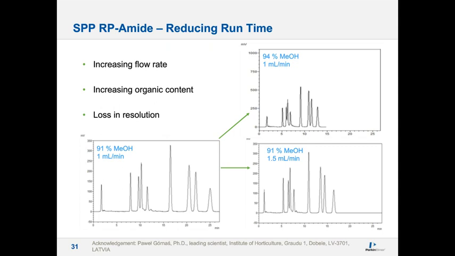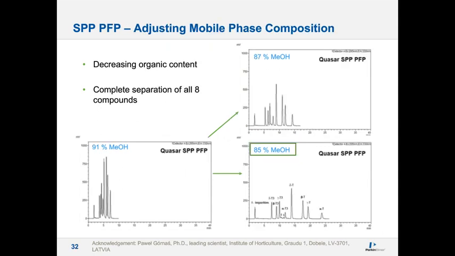So as discussed previously, the SPP PFP phase showed promising separation and excellent scope for method optimization with a short runtime in the initial screen. With an increase in the aqueous content of the mobile phase, the PFP phase gave the optimal separation of all 8 compounds and complete separation between the beta and gamma tocopherol and tocotrienol isomers, with 85% methanol being used to successfully resolve all 8 peaks on the Quasar SPP PFP phase in 25 minutes.